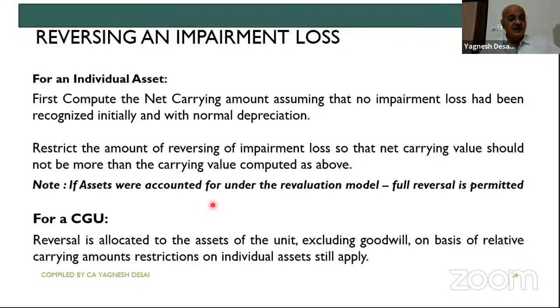Yes, sir. ये एक बहुत ही अहम sentence है. Very, very important sentence. If the assets were accounted under the revaluation model, full reversal is permitted. Full reversal is permitted. Now, whatever this is applicable if the asset is accounted for on the cost model. Now for CGU it is reallocated excluding goodwill. तो goodwill को आप कुछ भी नहीं करेंगे.